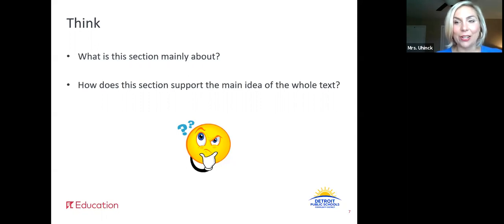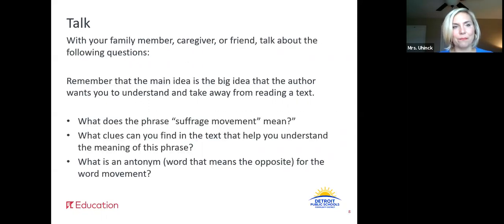All right, readers, so we've read a section of our article for our close read. We've thought about this section and then how it pertains to the big main idea of the whole text. Now let's talk about it. With your family member, caregiver, or friend, let's talk about the following questions. Before we have this discussion, remember that the main idea is the big idea that the author wants you to understand and take away from reading a text.